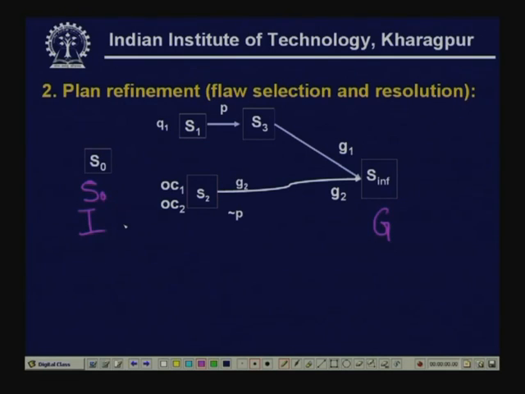Now, there are several flaws in this partial plan. Firstly, there are 3 open preconditions. S1 has the condition Q1, S2 has the conditions OC1 and OC2. Secondly, there are some unsafe links. S2 cannot come between S1 and S3 because S2 deletes P which is required by S3.